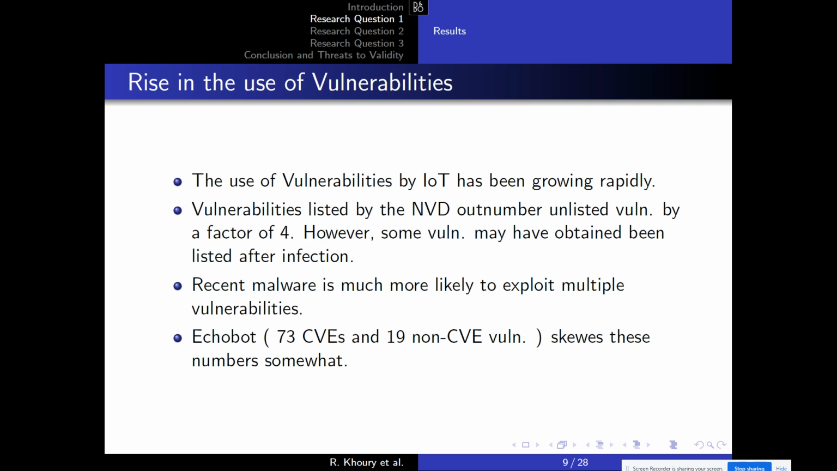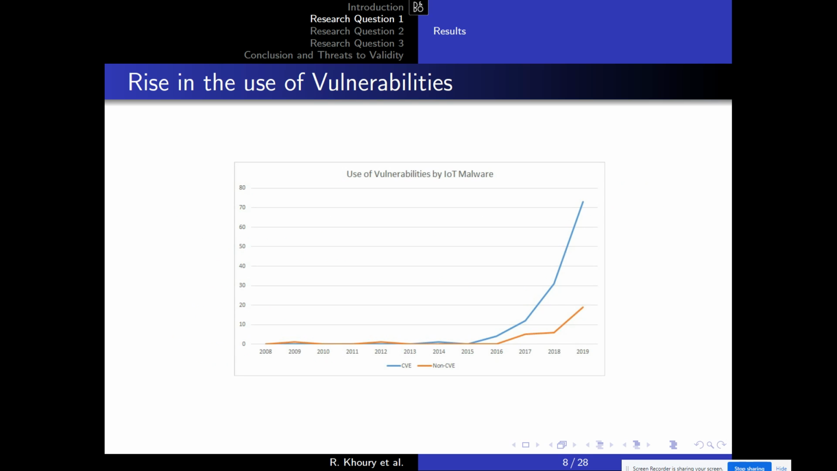Another thing that skews these results a little bit is the fact that a single malware, EcoBot, uses a lot of vulnerabilities, 73 CVEs and 19 non-CVE vulnerabilities. So this single malware skews the results a lot. EcoBot is a very recent malware published in 2019, and it's very dynamic. It was updated several times with the addition of new vulnerabilities. So it remains to be seen if other future malware will follow the lead of EcoBot in aggressively using CVEs. One thing we see is that earlier malware, when they use vulnerabilities, only use one vulnerability.